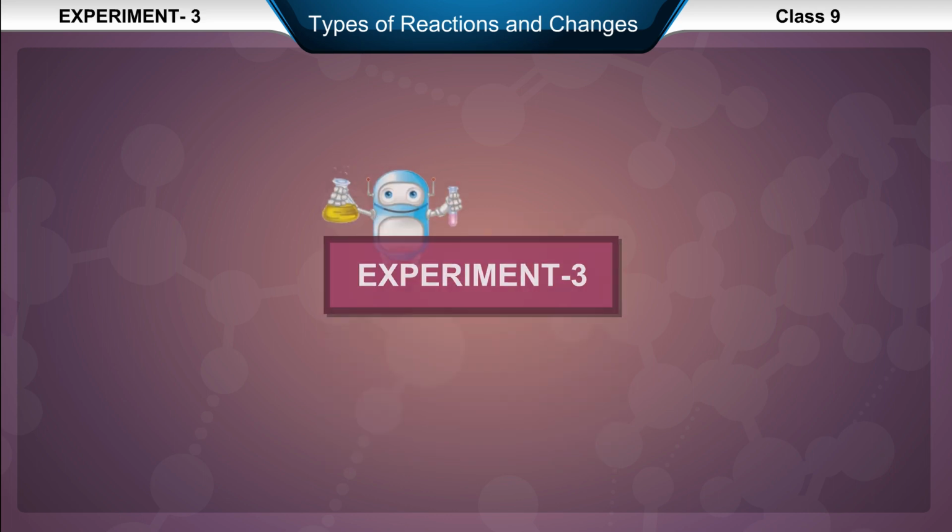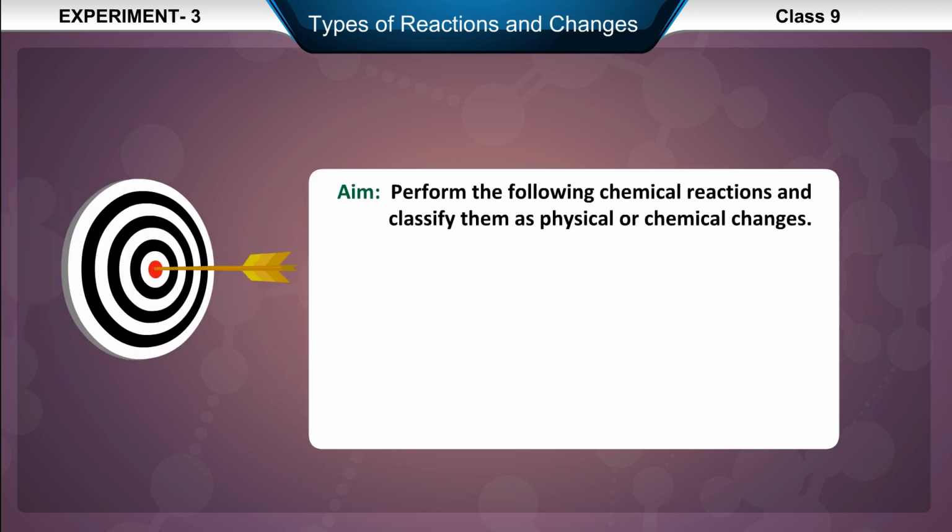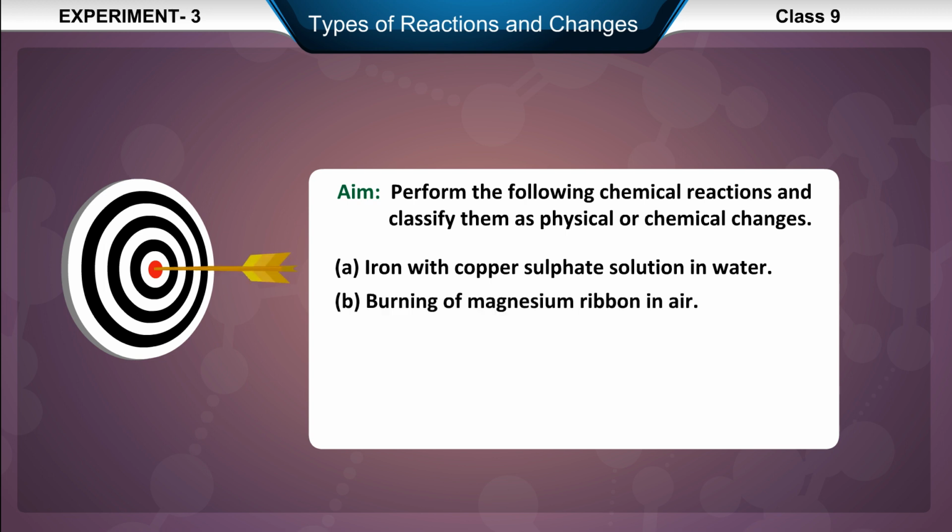Experiment 3. Aim: Perform the following chemical reactions and classify them as physical or chemical changes. A. Iron with copper sulfate solution in water. B. Burning of magnesium ribbon in air.